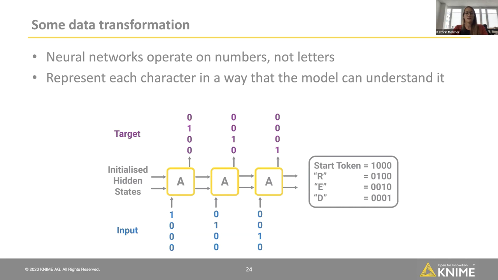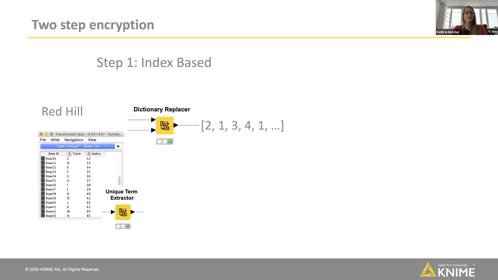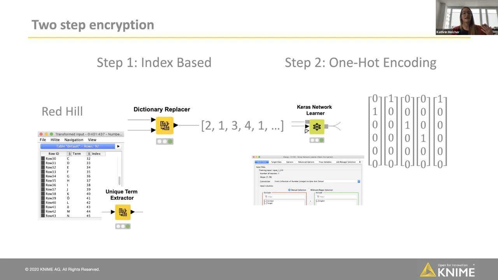And how can we do such a transformation in KNIME Analytics Platform? I did it in a two-step encoding. I created first an index-based encoding, where I extracted a dictionary using this Unique Term Extractor node, and then I assigned to each letter an index. And then I used the Dictionary Replacer node to replace the different characters with this number, or with the index, and then to create, based on this index encoding, the one-hot encoding.